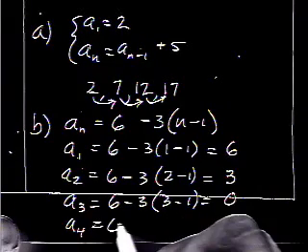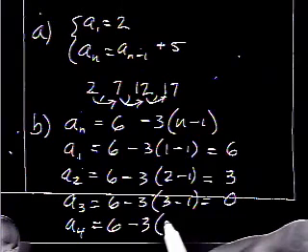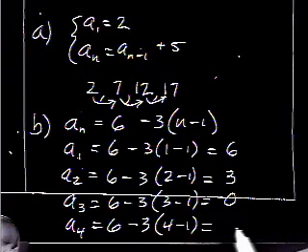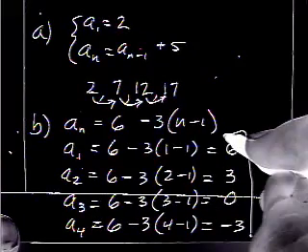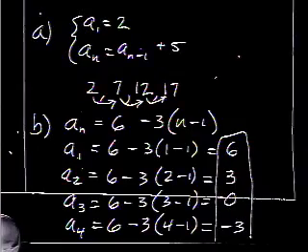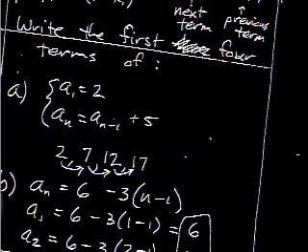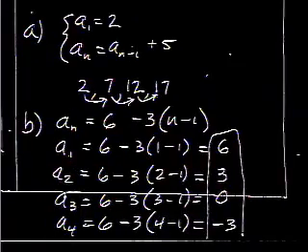And the fourth term, plug in a 4. So those are the first 4 terms of that particular sequence: 6, 3, 0, negative 3.